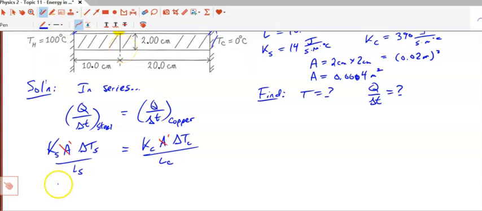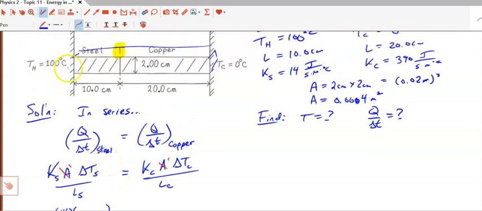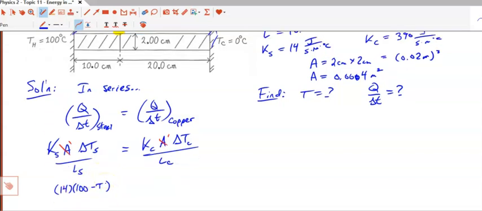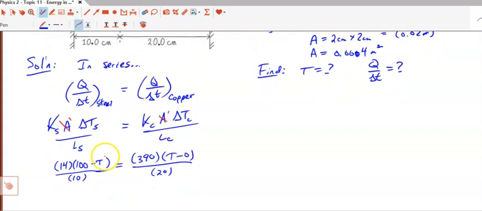Now K steel is given as 14. Delta T for steel is the higher temperature minus the lower temperature. Remember, it's going from 100 to here. So higher minus lower is 100 minus the unknown temperature T. So 100 minus T, and its length is 10 centimeters. You can leave it in centimeters, because it's just going to be centimeters on the right side and centimeters on the left side. Left and right have the same units. Then the thermal conductivity of copper is 390, and the change in temperature is now T minus 0, all over this distance of 20 centimeters, or you can put meters if you'd like.